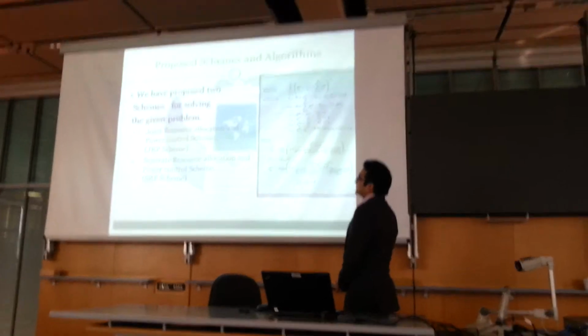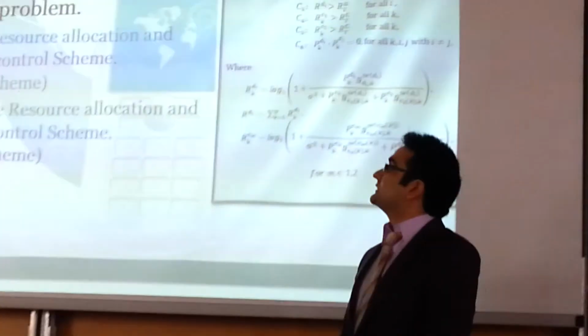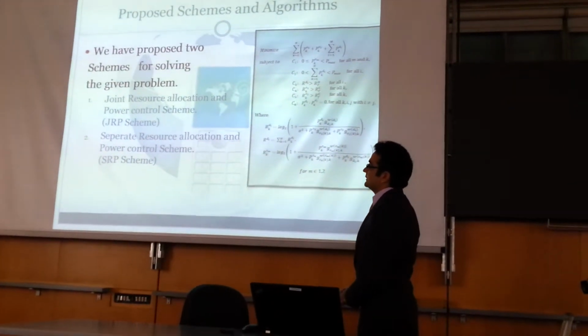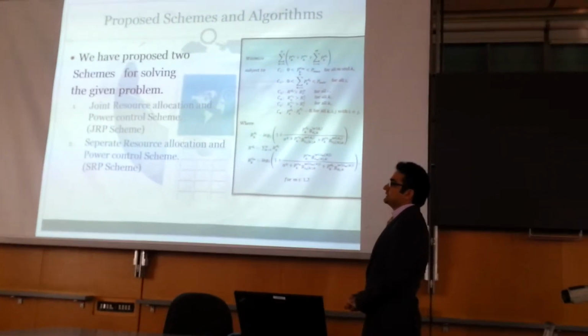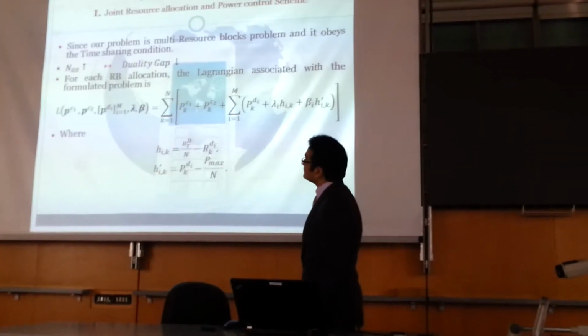So we have proposed two schemes for our interference management. The first is the GRP scheme, or joint resource allocation and power control scheme. The other is the SRP scheme, which is the separate resource allocation and power control scheme.